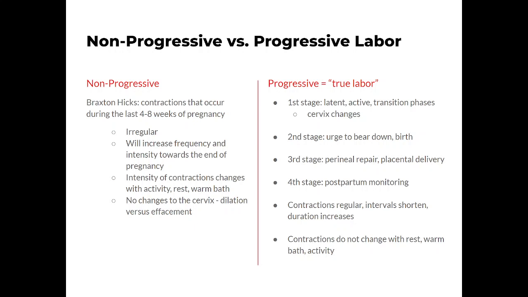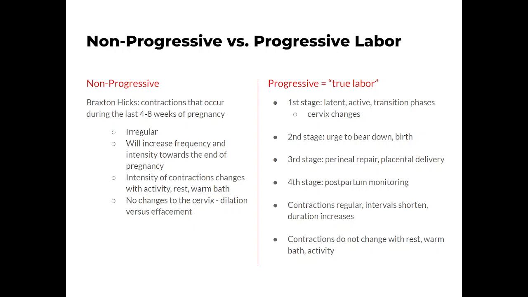And then with progressive true labor, there's 4 different stages. And so there's latent, active, and transition phases within the first stage. And this has more to do with how regular the contractions are occurring, how long the intervals are, and also the duration. So through each phase, starting with latent, it's going to be more like the cervix is dilated to up to 4 centimeters and you're fully effaced, and the contractions are a bit more mild. They're going to be more spread apart, so about every 5 to 7 minutes with a duration of 30 to 40 seconds. And then it progresses through active and then transition.